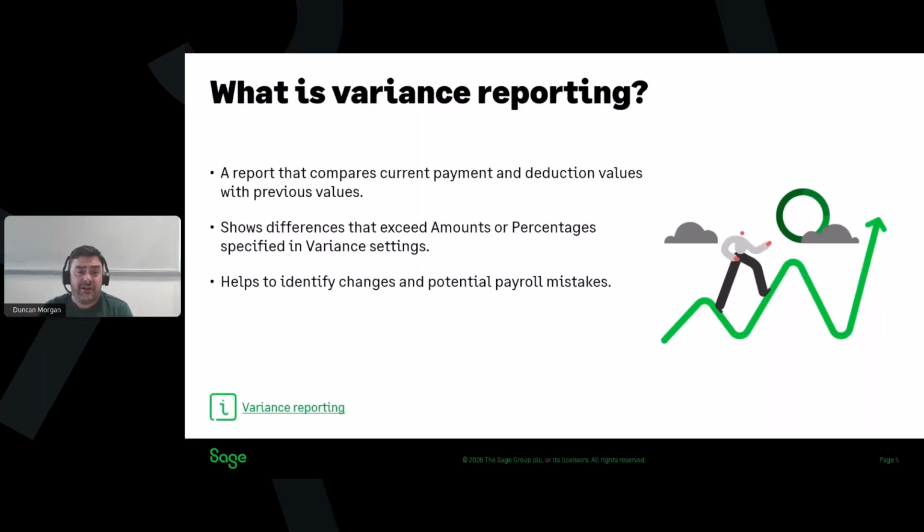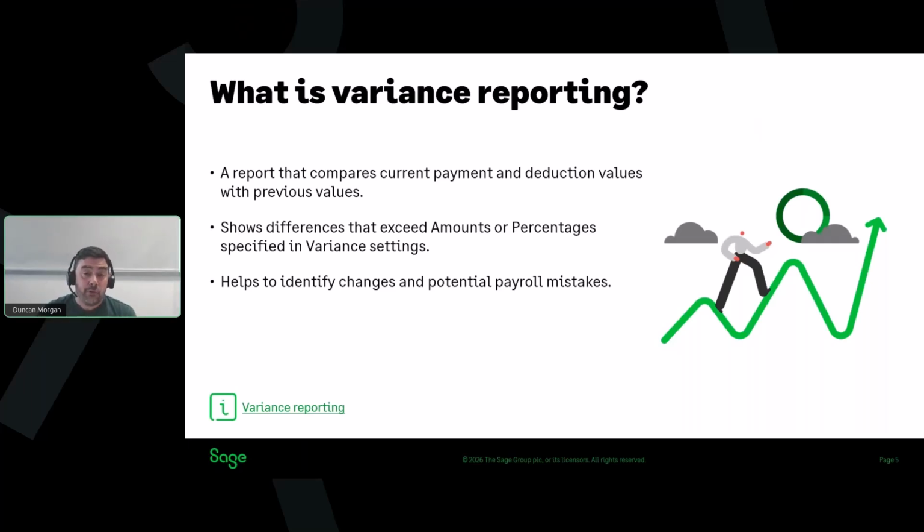So first of all, what is variance reporting? Well, it is a report, as the name suggests, that allows you to compare current payment and deduction values with previous values. Now, this report will then display any differences that exceed either amounts or percentages that you've defined in your variance settings. So flexible feature allowing you to choose what to check for and what allowances or differences you would tolerate. The idea behind it is it helps you to identify changes to payroll values and potential payroll mistakes. So it will flag to you anything that looks unusual that you might want to look into a little further.